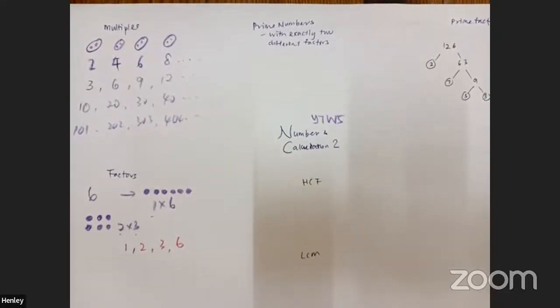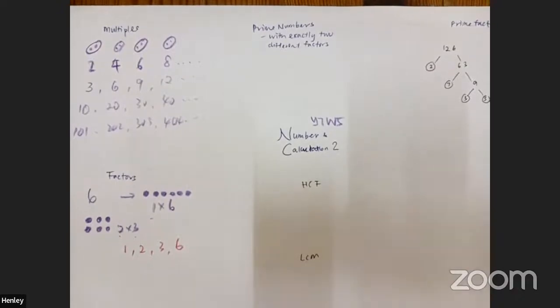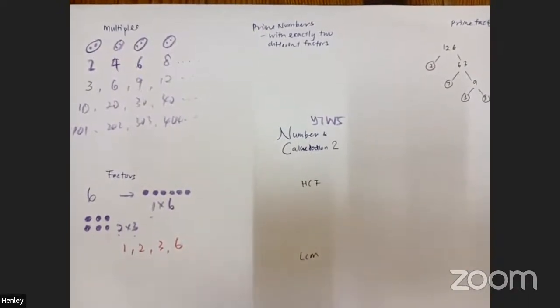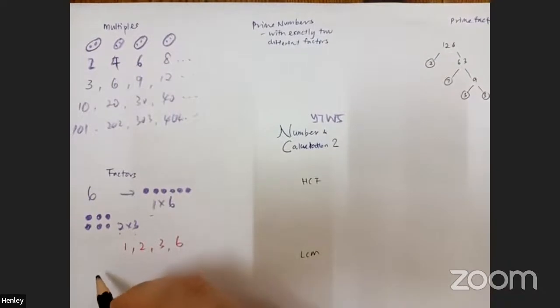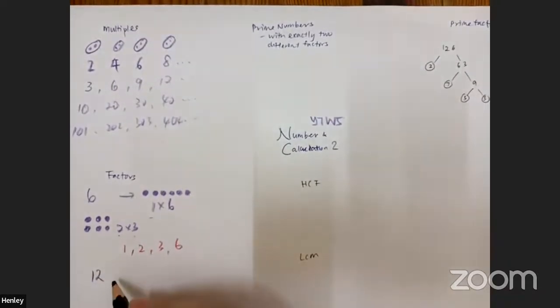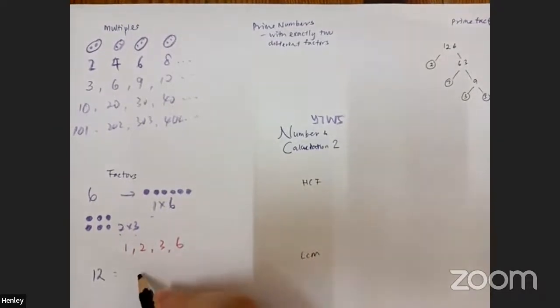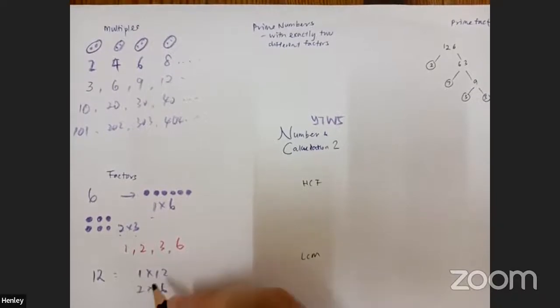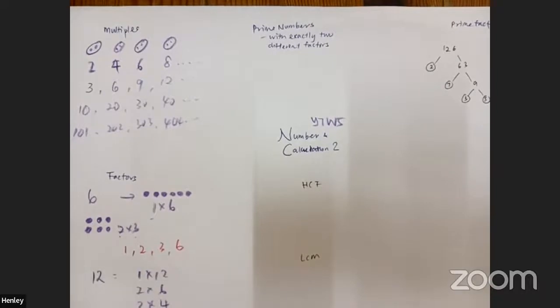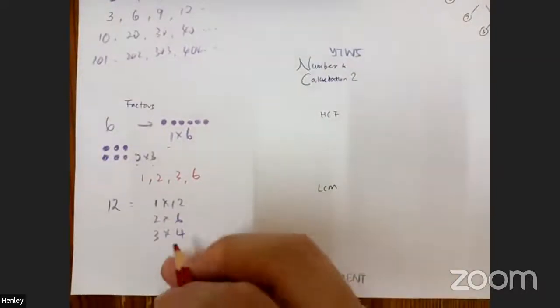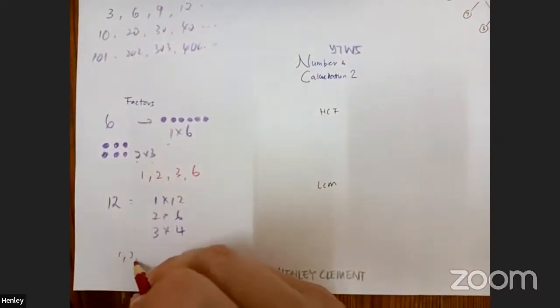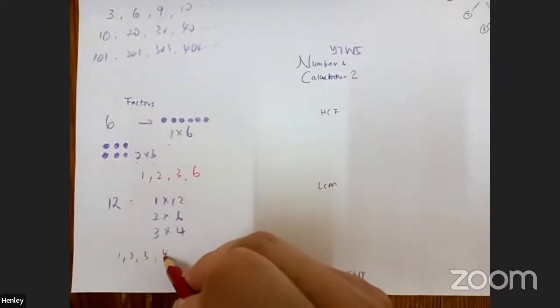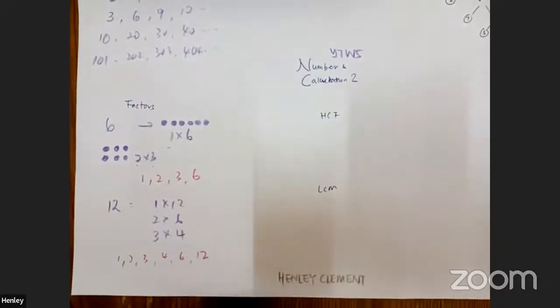When we try another one, maybe 12, we can know that it is the result of 1 times 12, 2 times 6, and 3 times 4. So the factors will be 1, 2, 3, 4, 6, and 12.